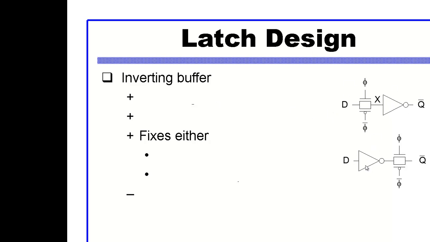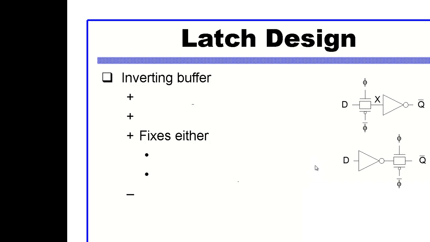But look at this one. You have an inverter at the input side. So the input is not diffusion. When the input is not diffusion, it will provide a better driving capability. I wouldn't say it's a better driving capability for the transmission gate, but for the previous stage it obviously provides better driving capability, because it can protect the diffusion input.